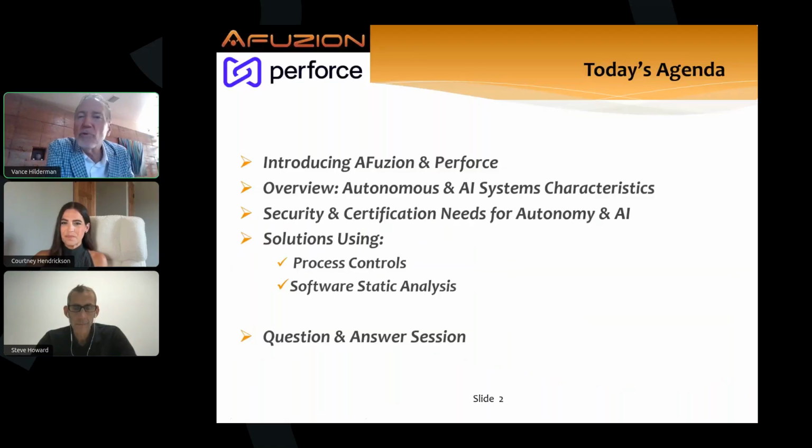Our agenda today is first, real quick, to introduce AFuzion and Perforce. And then we're going to provide an overview of autonomy, AI. What are the characteristics of those systems? Now, in many cases, and increasingly, we need security, certification. Think about your Android, your iPhone. It's not a critical device, right? Well, wait, you're lost. You're stuck in a building. Help, fire. Now, it's safety critical to use. What is the certification implication of that? What are the potential solutions for process controls, static analysis of software? And then we'll end with a question and answer session, our usual monthly format.